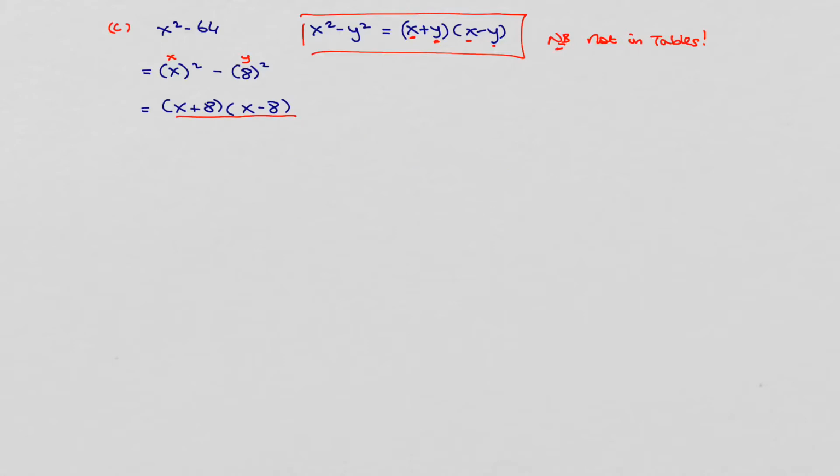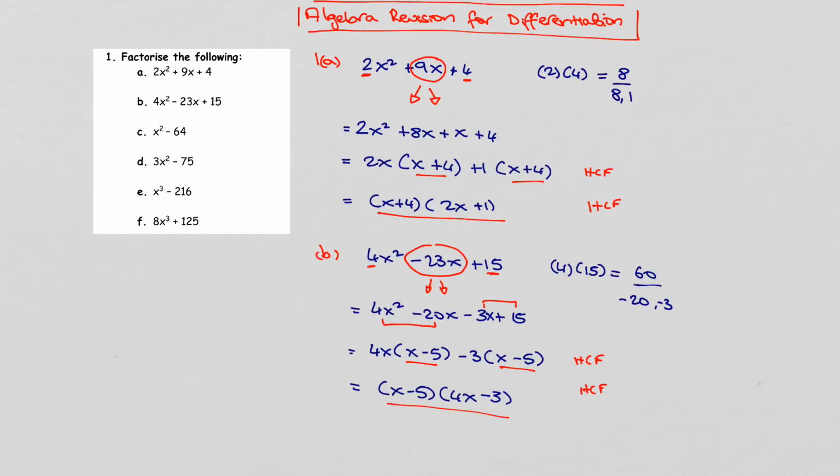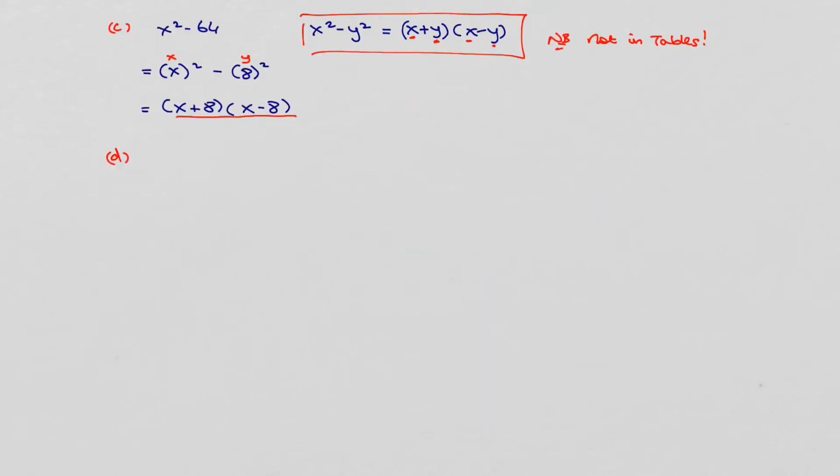So again, if ever you want to make sure you've factorized it fully, if you multiply out those brackets quickly in your head, you should end up back where you started. So if we go back to the previous page, we then have D is 3x squared minus 75. So again, we might look at this and go, okay, that looks like C. So it's x squared minus y squared, the difference of two squares.